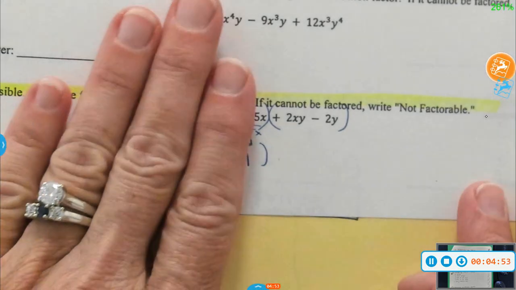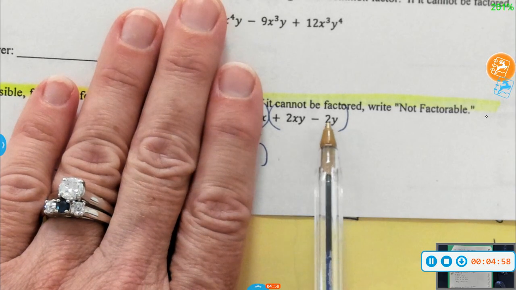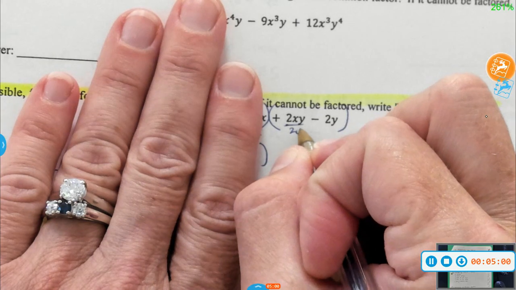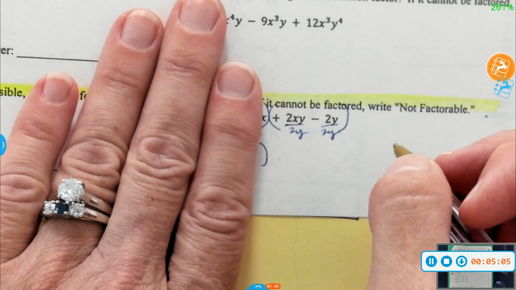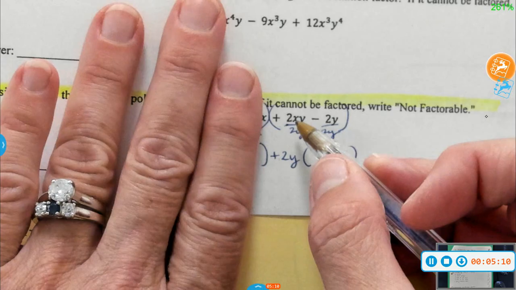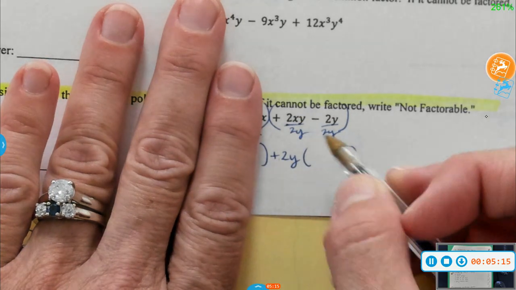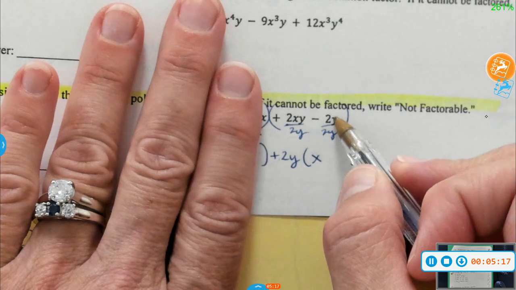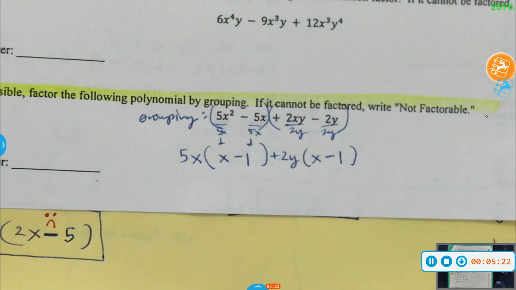I do the same thing on the other side. This one starts out with a plus, so I'm good. 2xy and 2y share a 2y. I'm going to take it out. I'm going to put it outside of parentheses, and then I'm going to bring my leftovers down. The only thing left over on this term is an x, and 2y divided by 2y is 1. Now, that is not my final answer, but I'm pretty sure that I am correct.